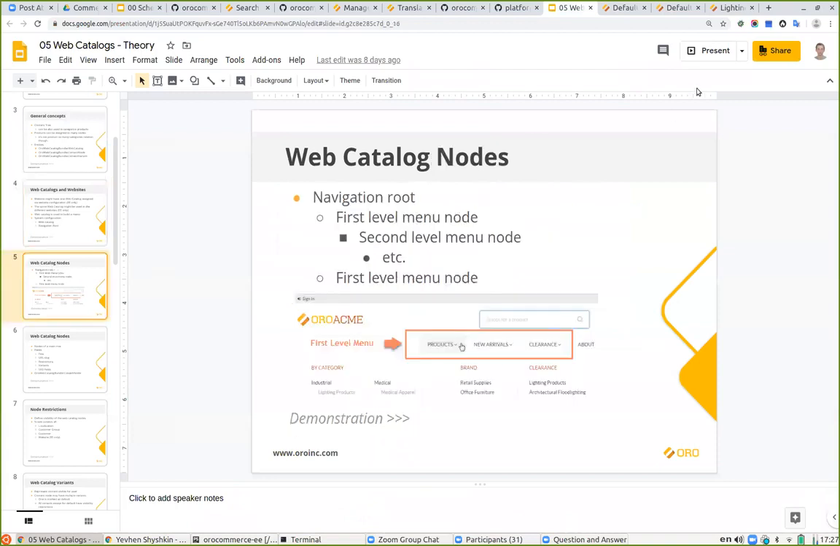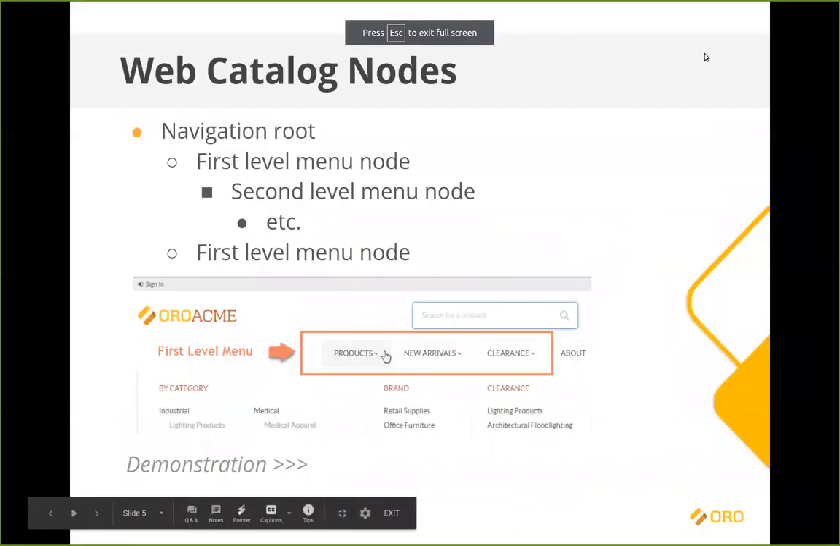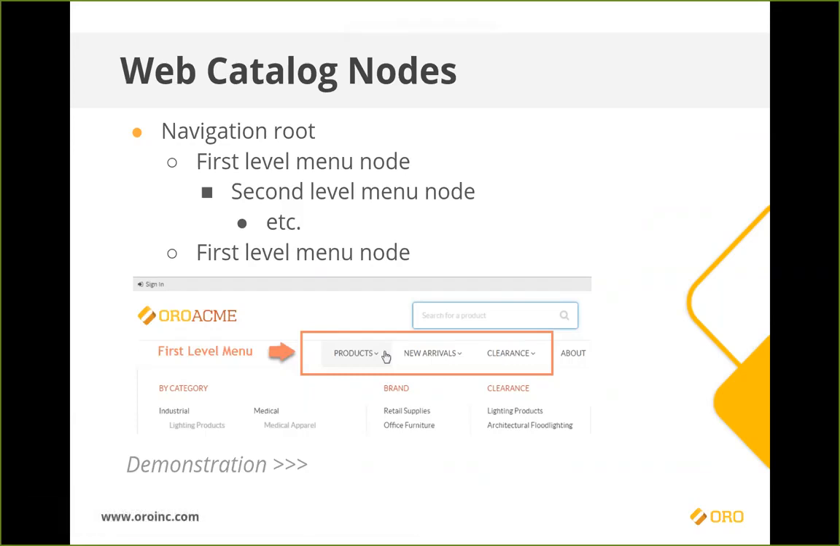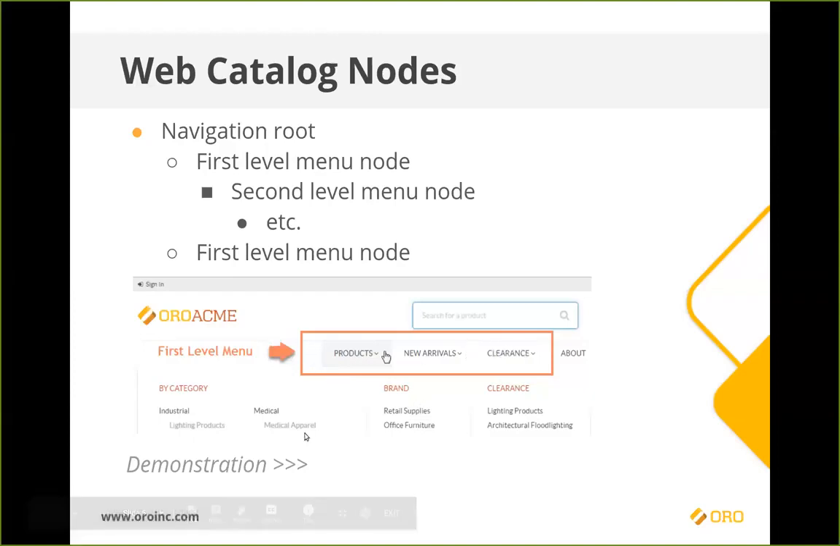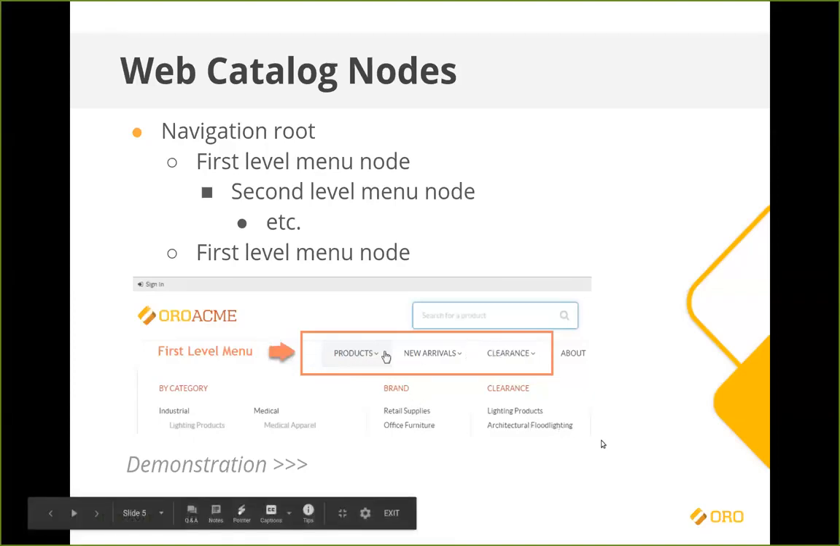Now let's have a look at the web catalog nodes. The web catalog is a tree, and the tree consists of nodes. Each node of each level will be converted to the appropriate menu element. For example, here we can see first, second, and other new elements, which will be visible in the menu. The menu will contain the first level elements, and then it will show all other elements of all other levels inside.